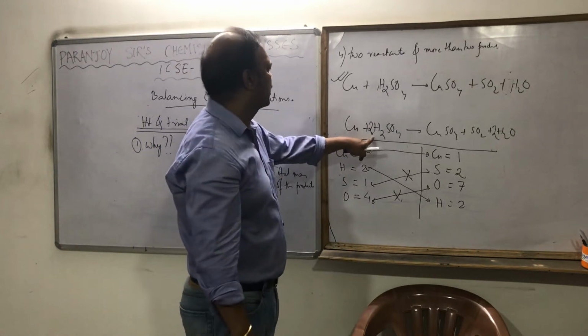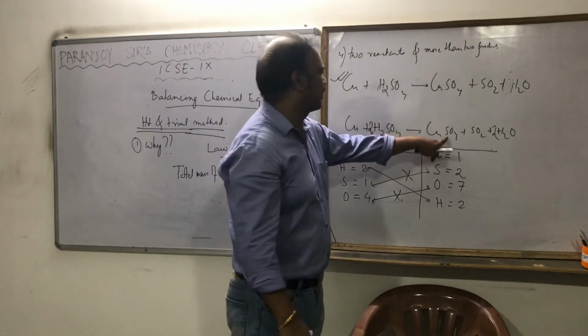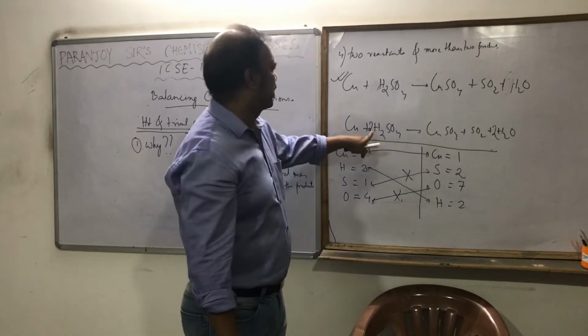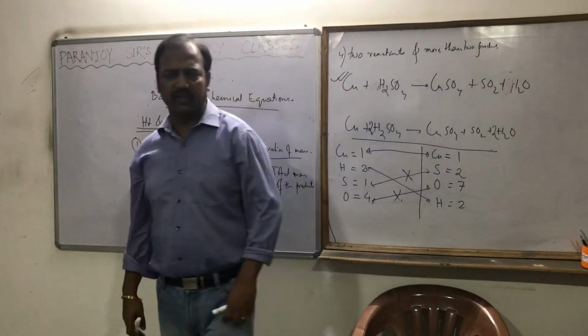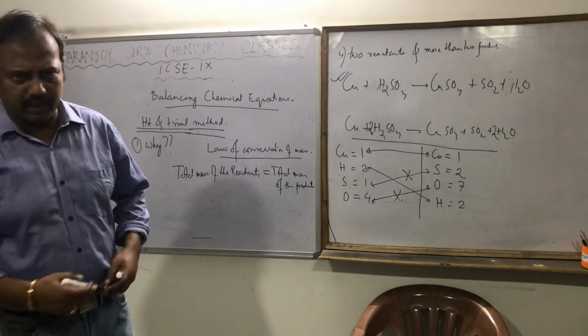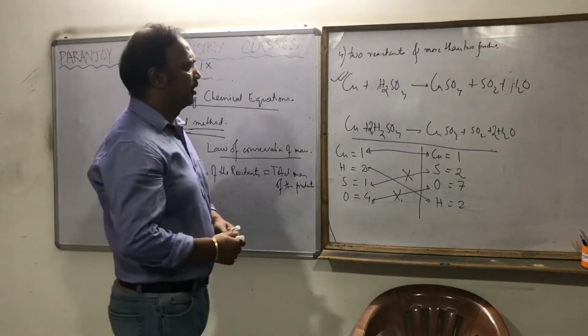How many sulfur is there? 2 sulfur is there. Hydrogen is how many there? 4 hydrogens are there. This equation is balanced now. That is what is the trial and error method.